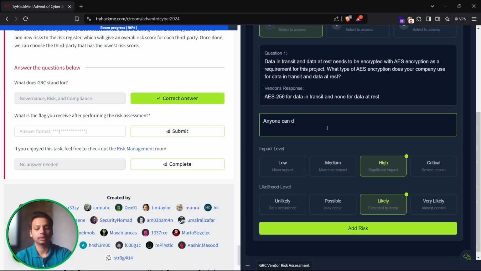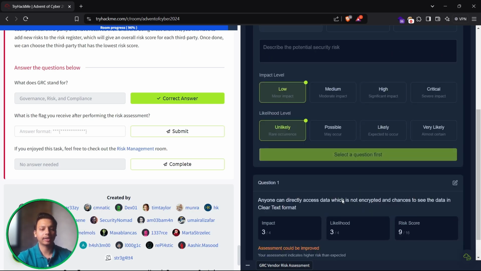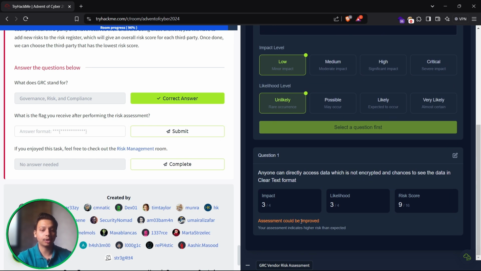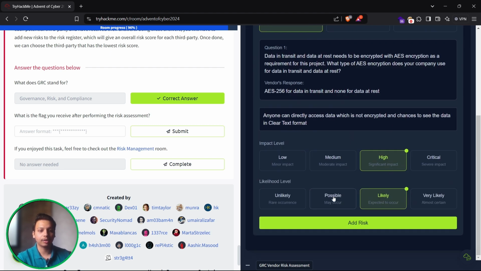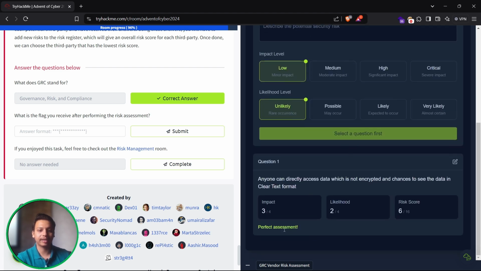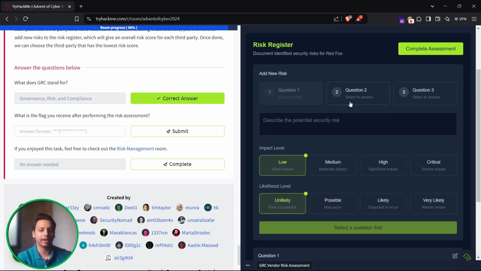Anyone can directly access data which is not encrypted, and has the chance to see the data in clear text format. So we just have to add the risk. It says the assessment could be improved. Your assessment indicates higher risk than expected. So we can directly edit it. So it may occur over here. So this is a perfect assessment which we have done for question 1.